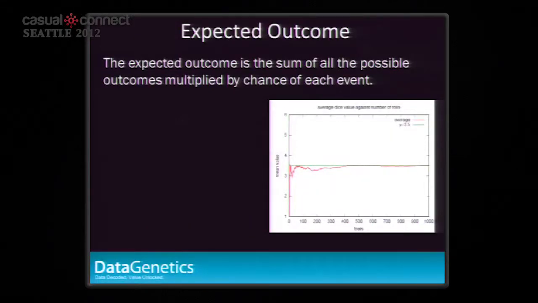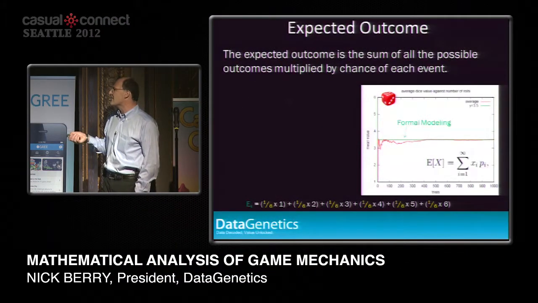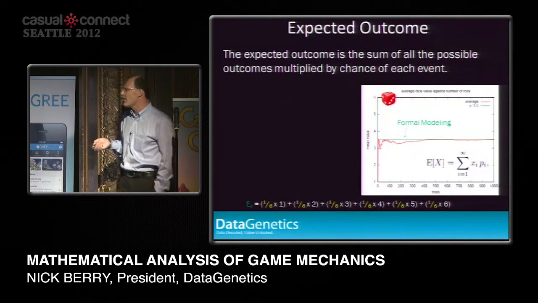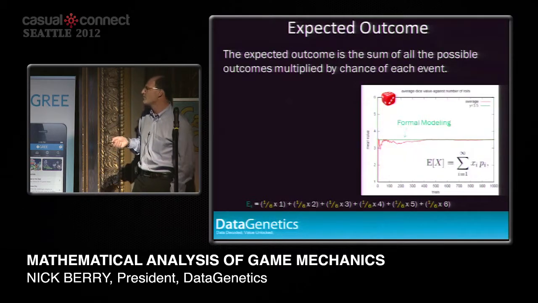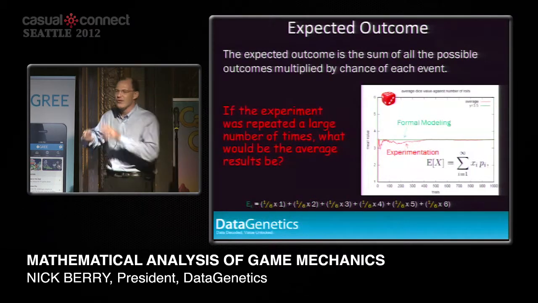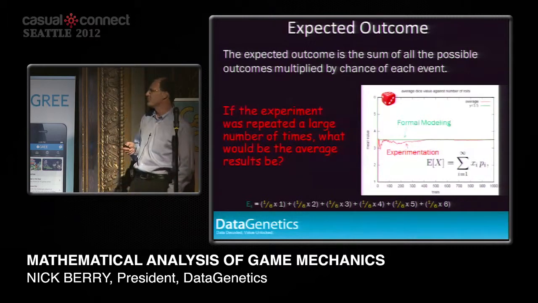The last thing I really need to talk about before I get into the presentation is this concept of expected outcome. When I actually roll my dice, a formal model is going to give you an answer straight away, whereas with an experimentation model, you're going to get closer and closer until you find the asymptote to the right solution.